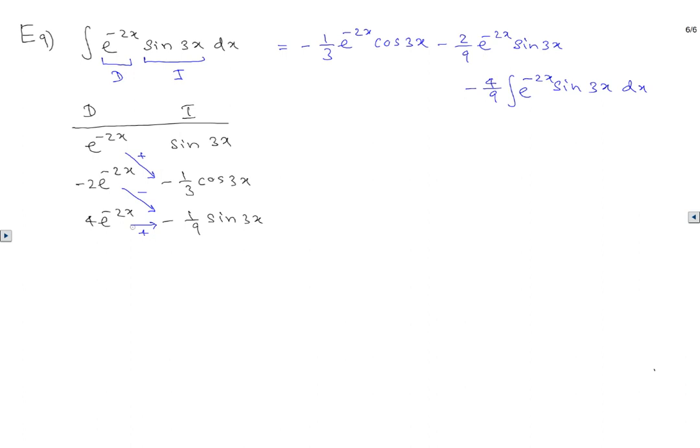Okay, now what you can see is that this integral is exactly the same as the integral that you start with, except for the number. Because of that, you can move this integral to the other side. We're going to move that term to the other side by adding that term to both sides. That means you end up getting 1 plus 4/9, because you add the two integrals, and then you just write one integral, e to the negative 2x sine 3x dx.